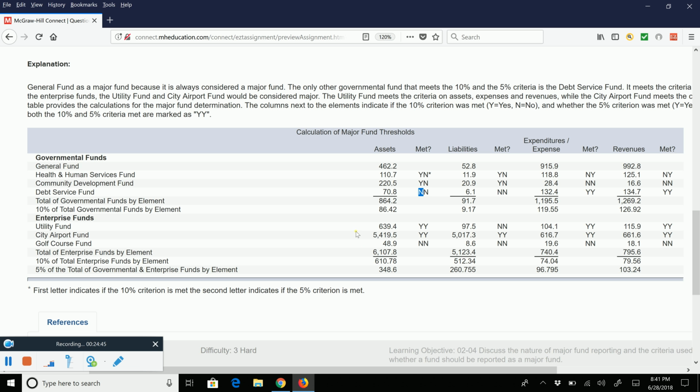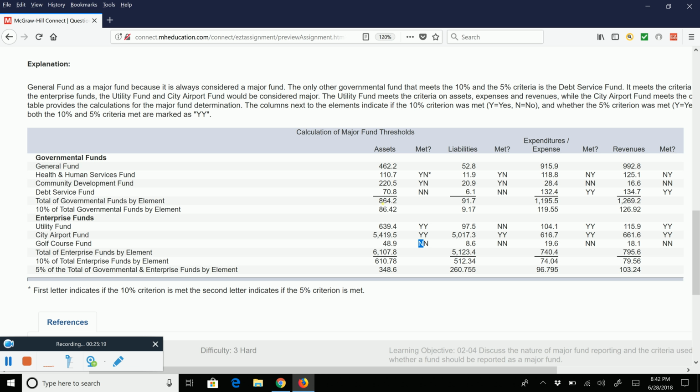Now the enterprise funds. Same thing. Here are all the assets. 3 enterprise funds. Totals 6107.8. 10% of that, 610.78. All right, and you're going to go through each one. Is this asset greater than the 610.8? It is. Is the next one greater than 610.8? It is. Yes. Is the next one greater than 610.8? No, it's not. N.